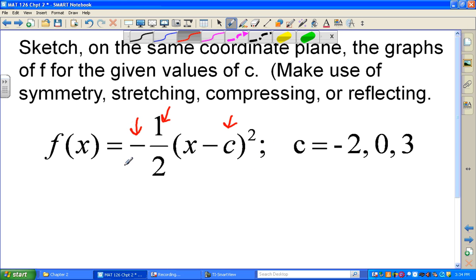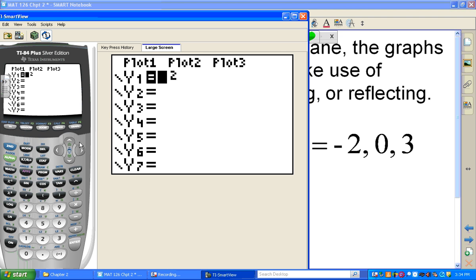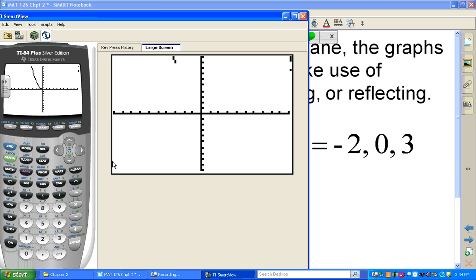The base graph is x squared. Okay, I'll give you a few minutes to write this down. The base graph is x squared. All right. I like this. This is good. Delete it. We'll go with regular old x squared.